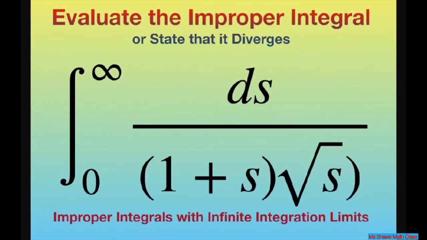Hi everyone, we're going to evaluate the improper integral or state that it diverges. We're going from 0 to infinity. We have ds divided by 1 plus s times square root of s. So before we get started, I want to go ahead and just integrate this.